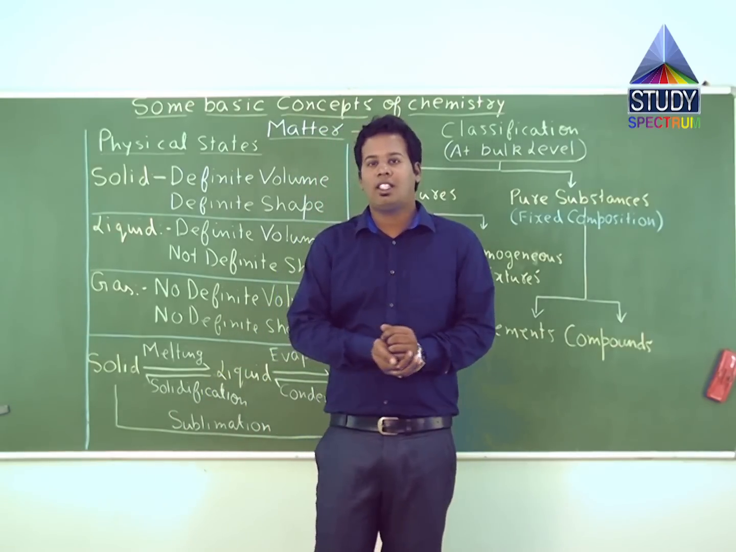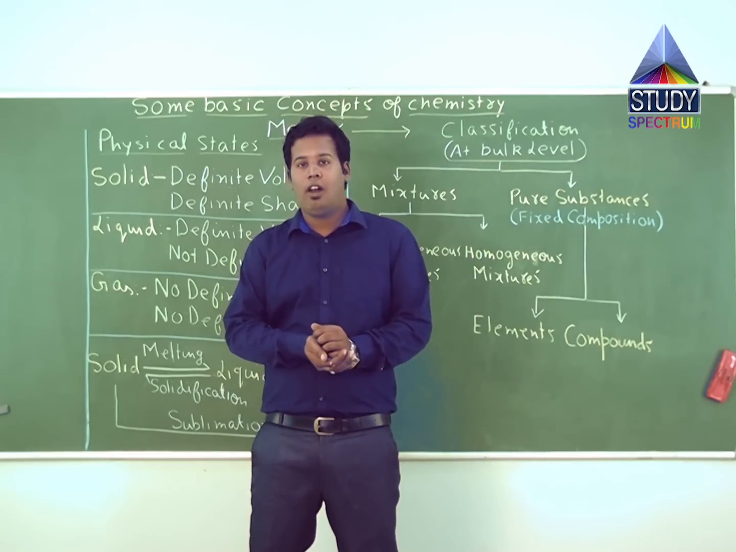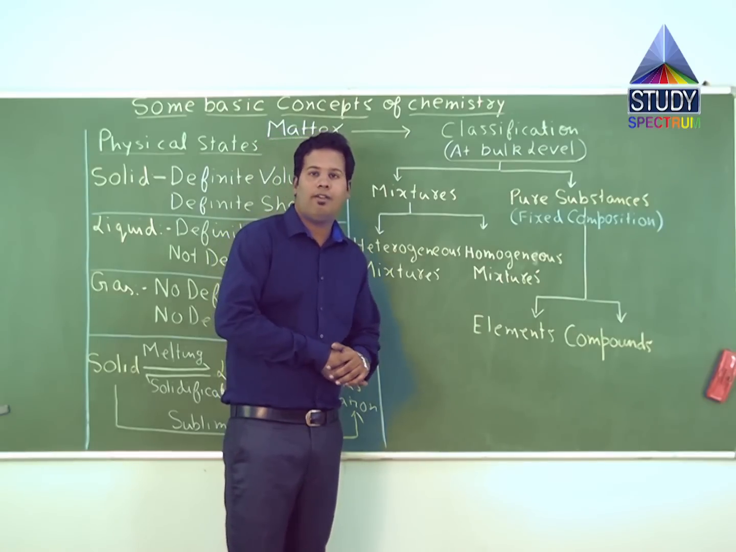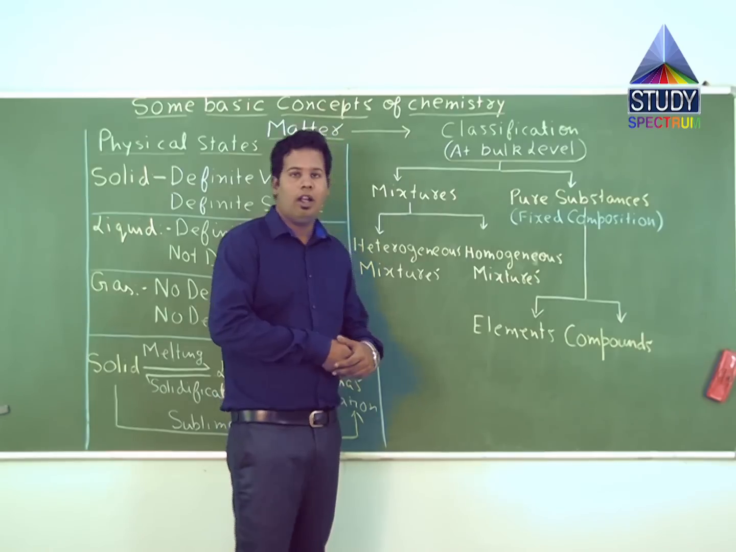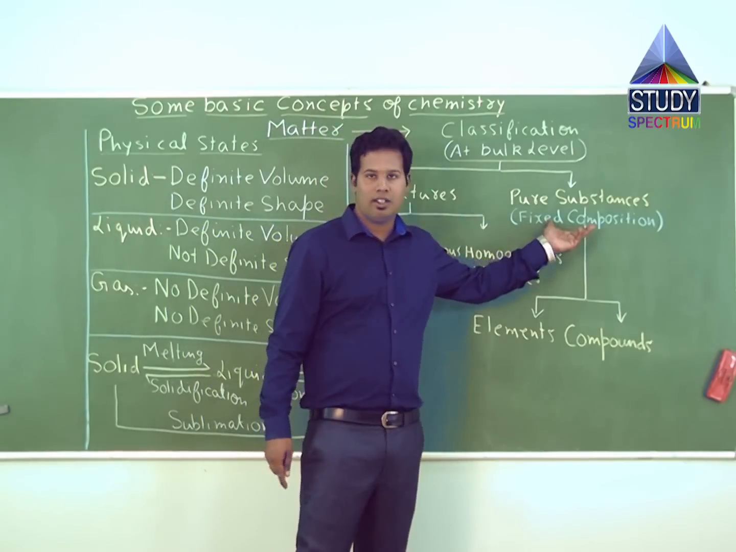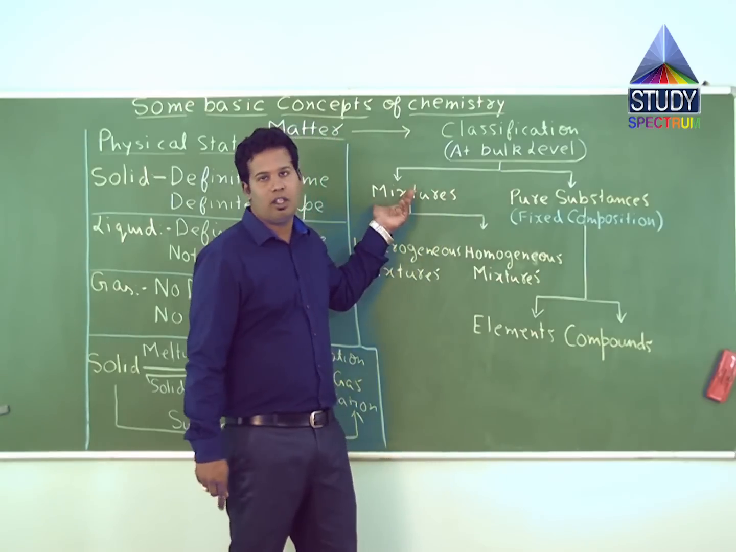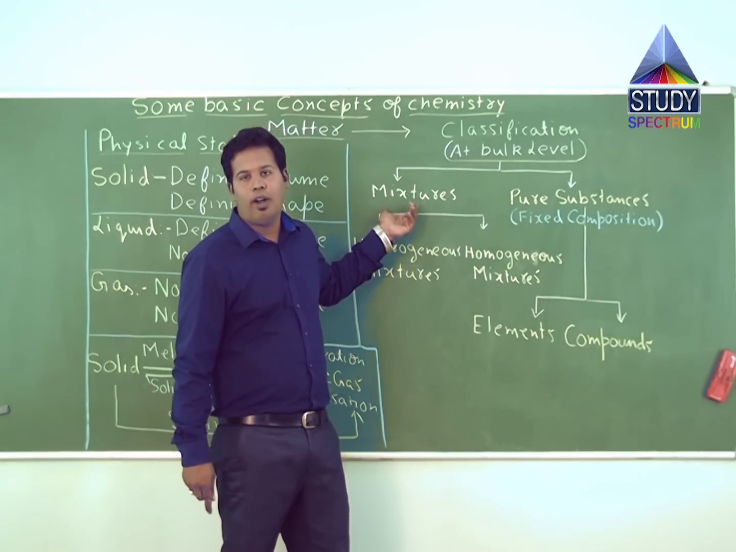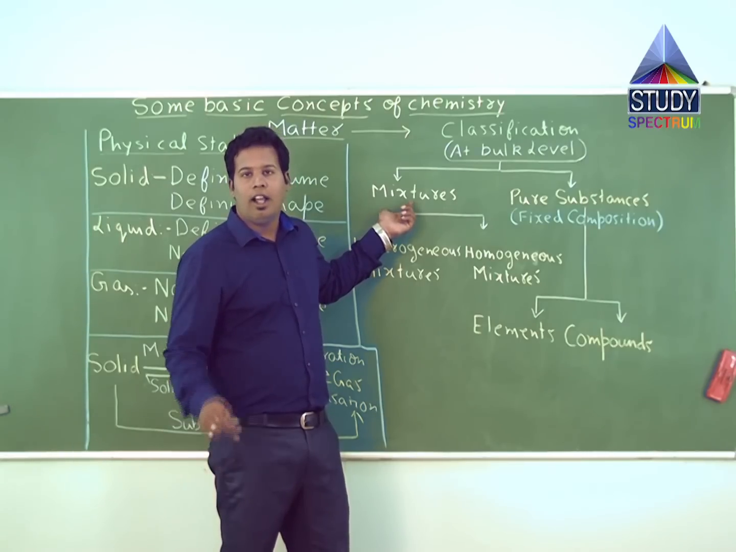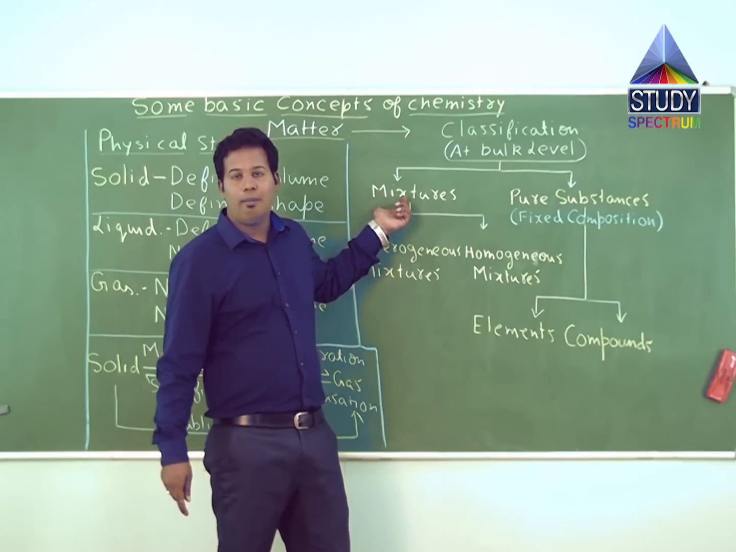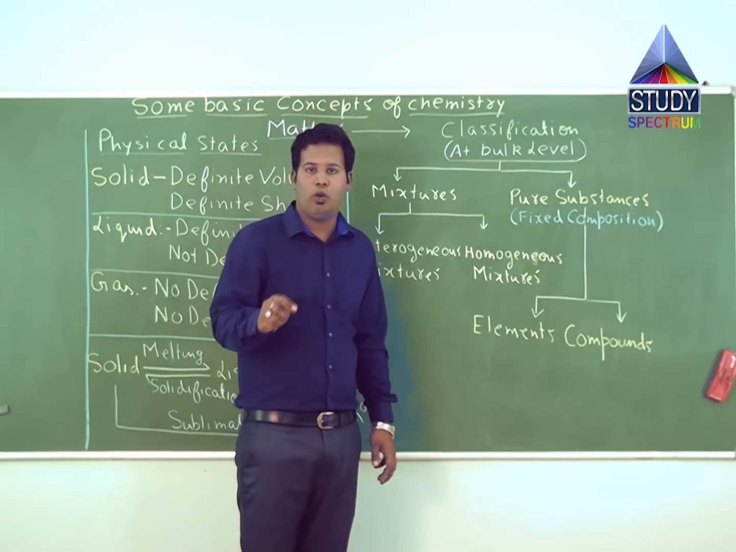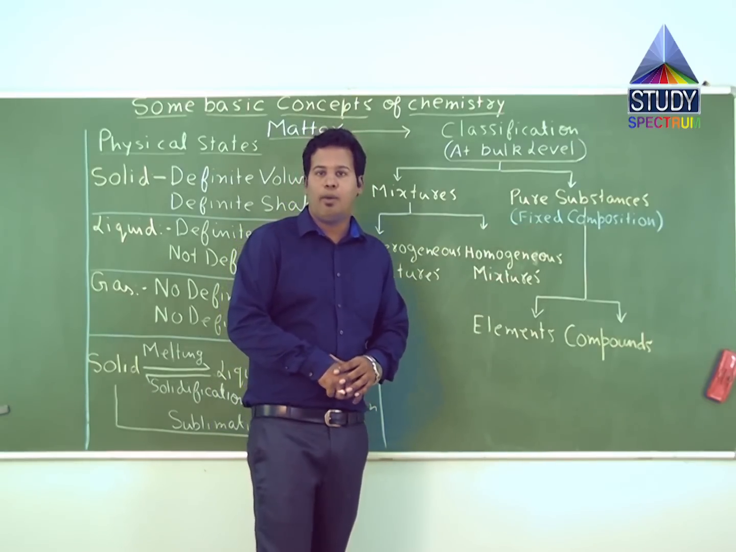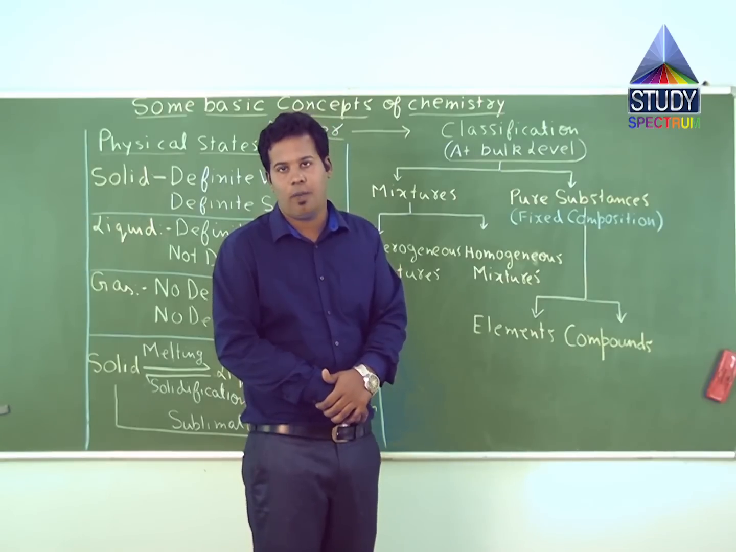Now let us talk about the classification of matter at bulk level or macroscopic level. Matter can be classified at the bulk or macroscopic level into mixtures or pure substances. Now what is the difference between a mixture and a pure substance? A mixture may contain components in any ratio, and that ratio can be variable. Whereas a pure substance contains components in a fixed composition ratio.